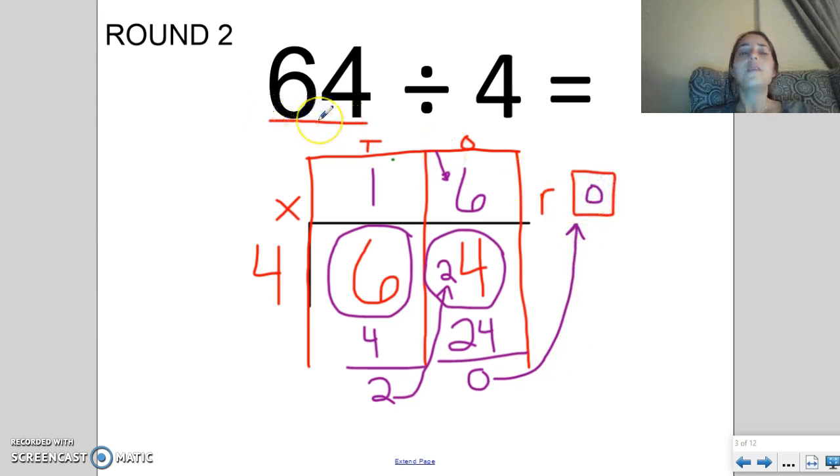So if I had 64 pieces of candy, dividing them between 4 people, it looks like each one of my friends would be able to get 16 pieces of candy, and I would have nothing extra remaining.